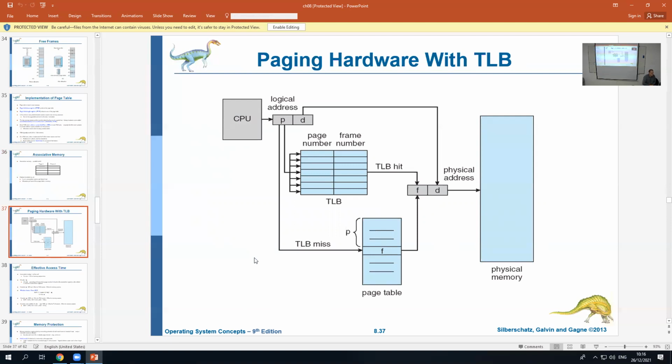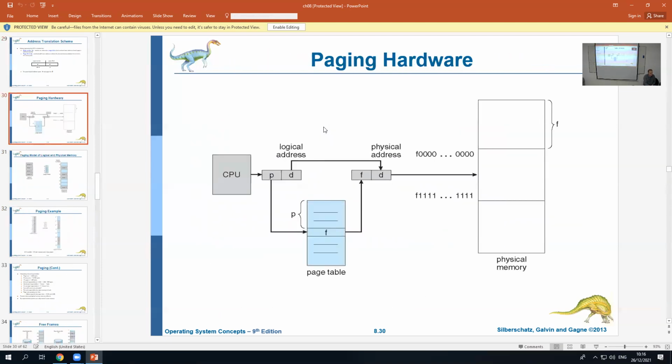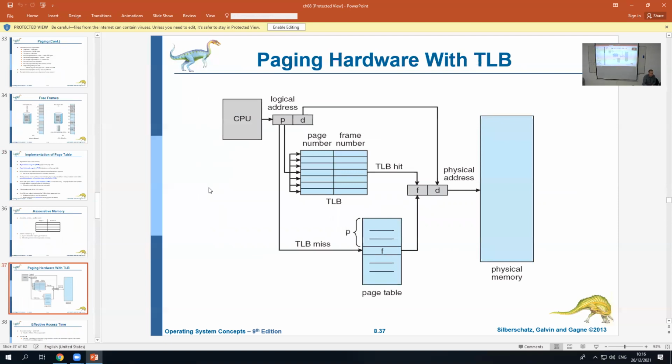Here, let's go to paging hardware with the TLB. So now we're back to our same picture, but we've thrown in another table. It's like this picture, the same exact picture. There's only one table here. Here there is an added table, and that's the TLB.